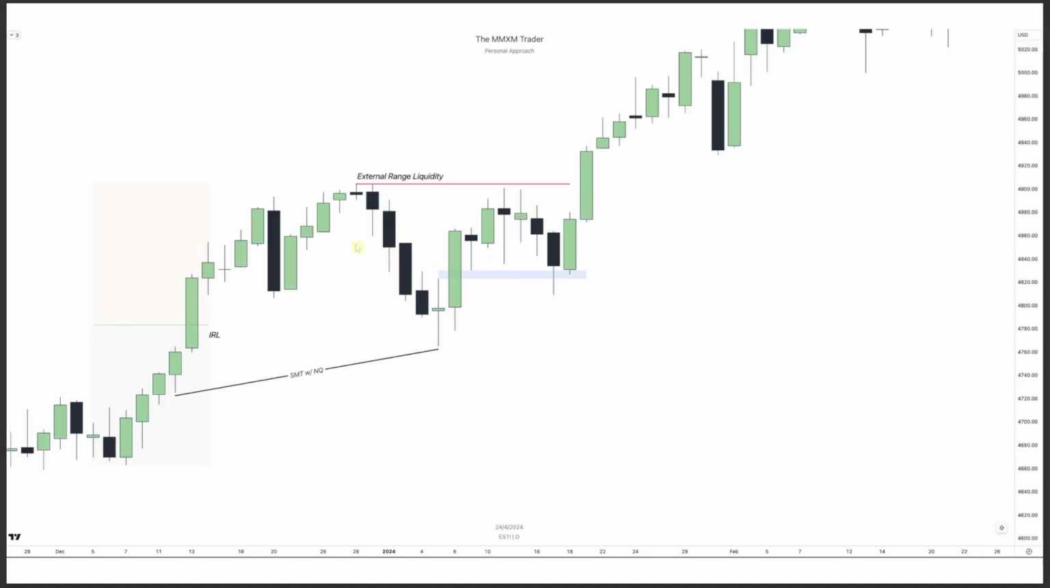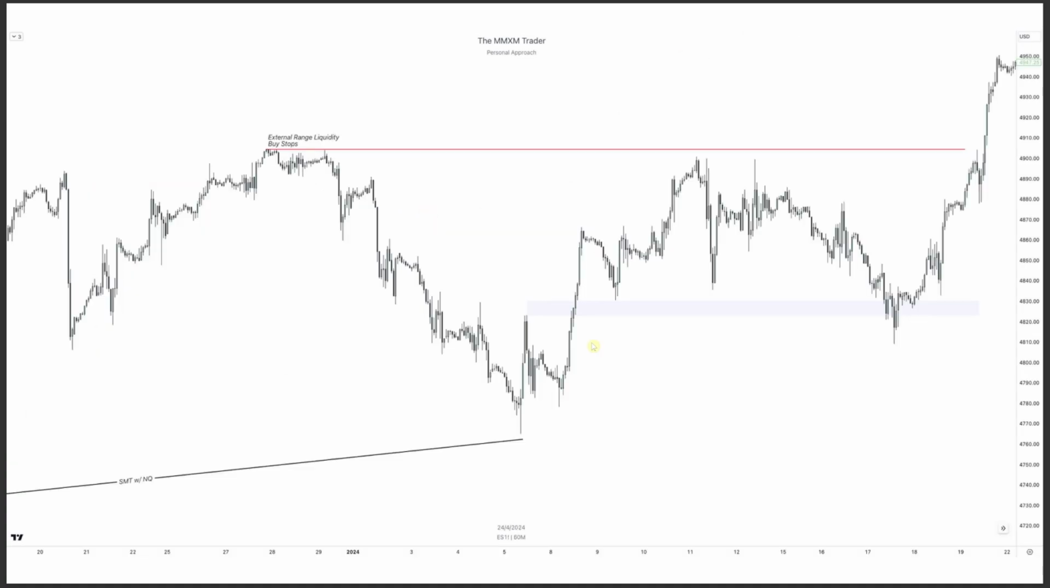Mark out your external range liquidity, right? Over here, buy stops are resting above here. So we want to go external, but we can go from internal to external. So if we zoom in into the 1 hour chart, how does this look like, right? We've got that external range liquidity where those buy stops are resting. Just like in the previous slide, right? This is on a 1 hour chart, and then we have that fair value gap on the daily time frame over here.